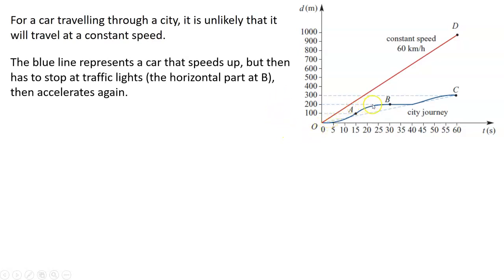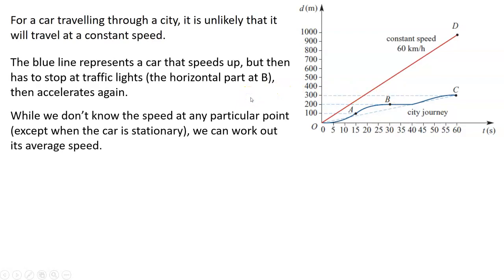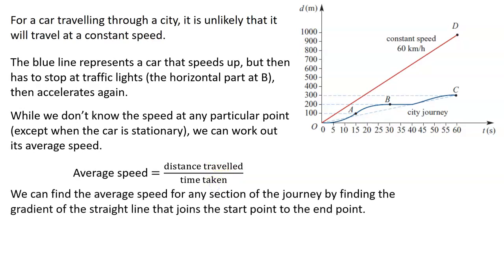So speeding up, stopping, for example, at traffic lights here, so this horizontal line represents it's being stationary, then it accelerates again, and so on. So while we don't know the speed of the car at any particular point, except when the car is stationary, we can work out its average speed over certain parts of the journey. A reminder that average speed is the distance travelled divided by the time taken. So when we're referring to our graph, we can find the average speed for any section of this journey by finding the gradient of the straight line that joins the start point of the straight line to the end point.